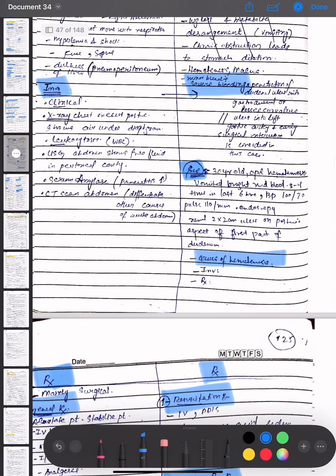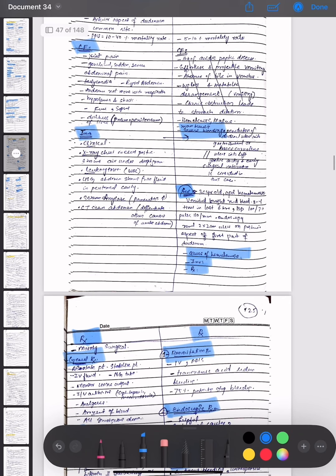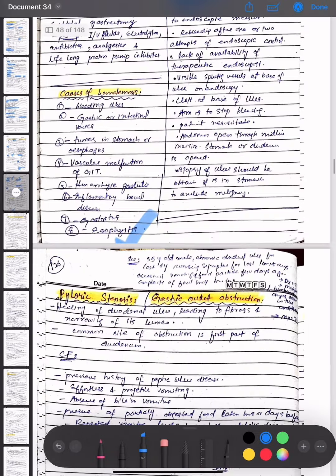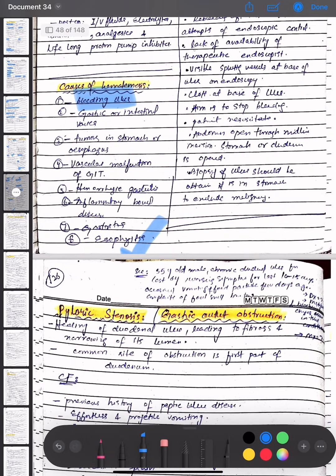Investigation and treatment: we have discussed these investigations and these treatment options. What are the causes of hematemesis? These are bleeding ulcer, gastric or intestinal varices, tumors in the stomach or esophagus, vascular malfunction of the GIT, hemorrhagic gastritis, inflammatory bowel disease, gastritis and esophagitis.